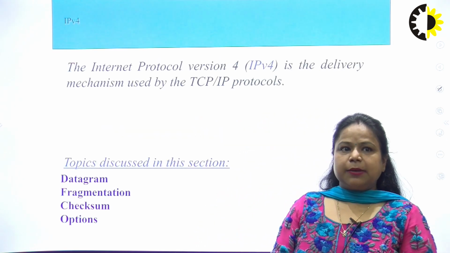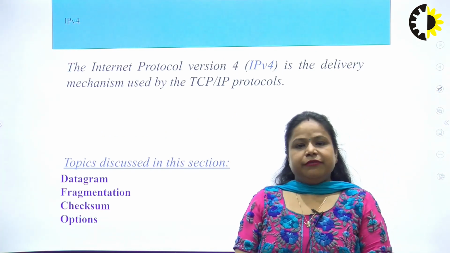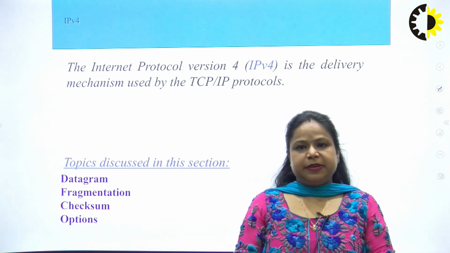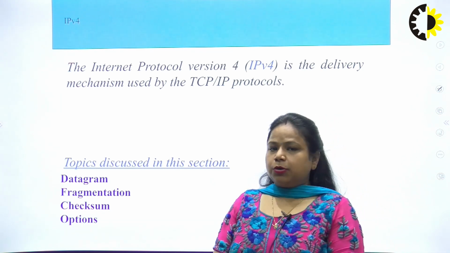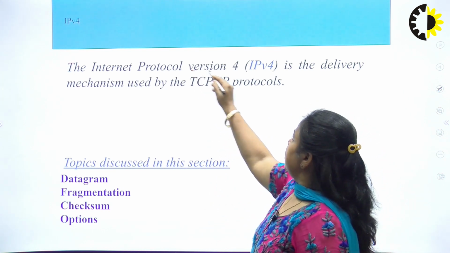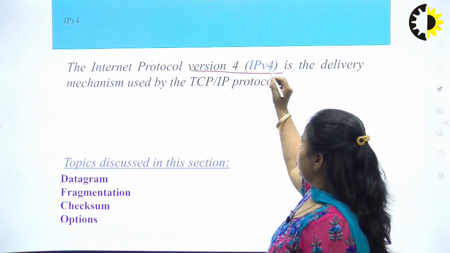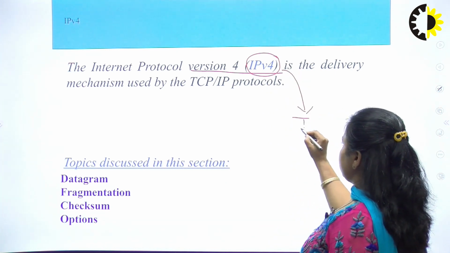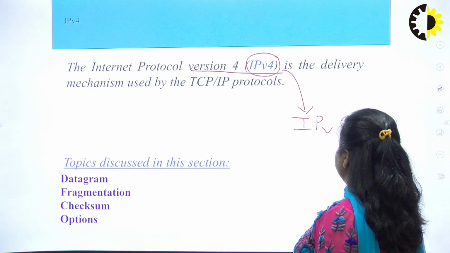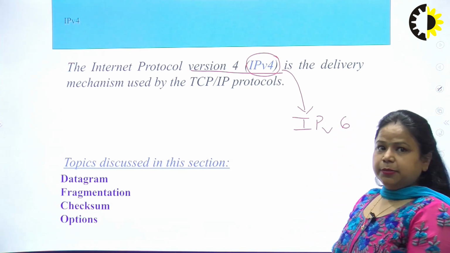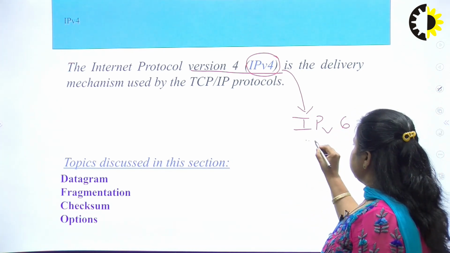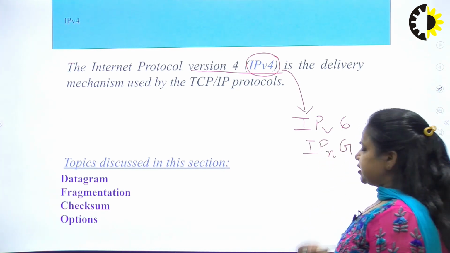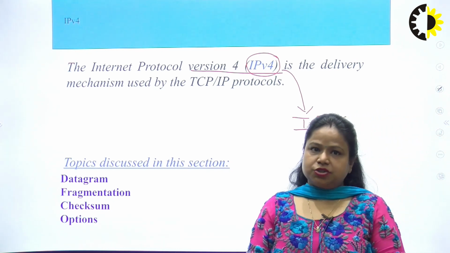Remember one thing: whenever I'm talking about the Internet Protocol, we always say that it is a delivery mechanism which is used by the TCP/IP protocol. The Internet Protocol has two versions: version 4, which stands for IPv4, and the second version, called IPv6. IPv6 means version 6. This particular version is also called IPng, which stands for Internet Protocol Next Generation.